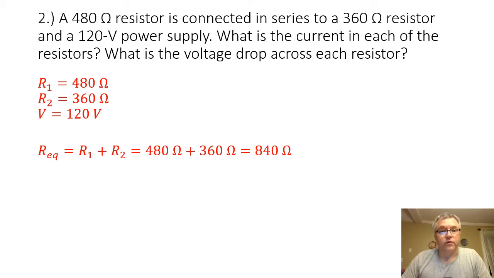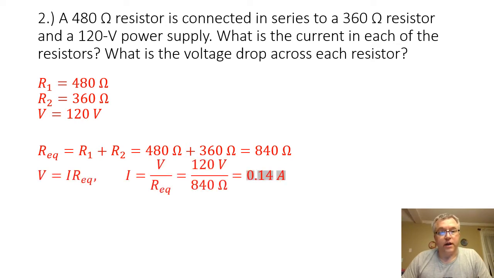I apply that equivalent resistance to Ohm's law to find the current, and I know the current is going to equal the voltage, 120 volts, divided by my equivalent resistance, 840 ohms, and that's going to give me a current of 0.14 amps. To find the voltage drop across each resistor, I know that I have to use the resistance of the individual resistors to find that.